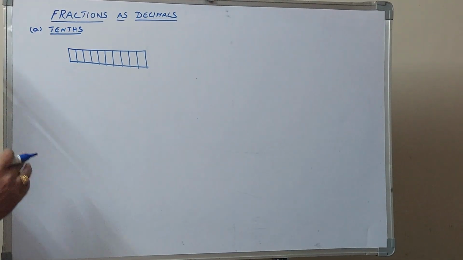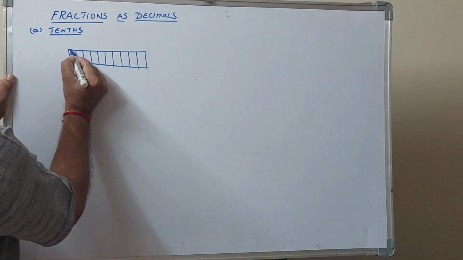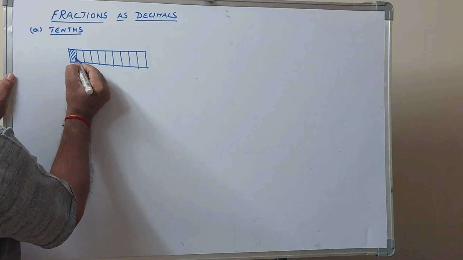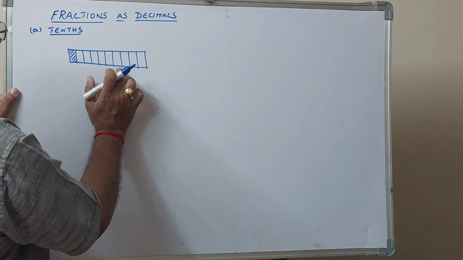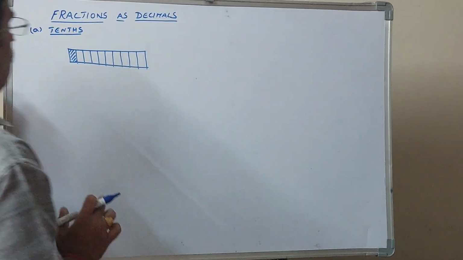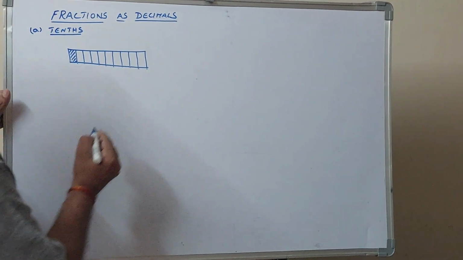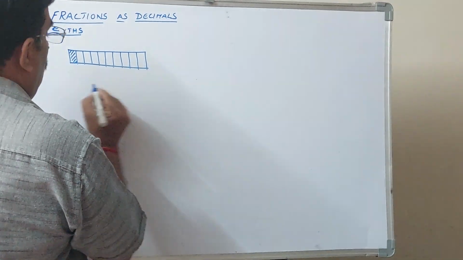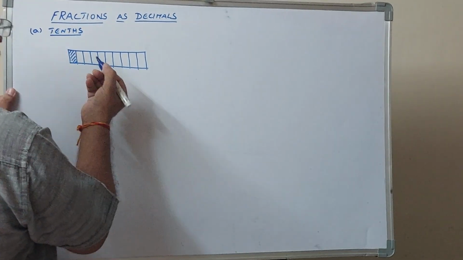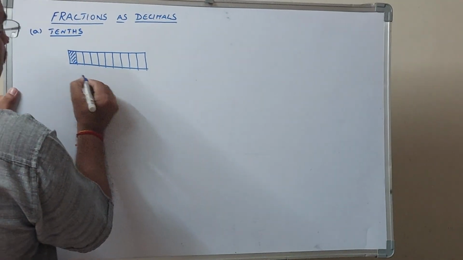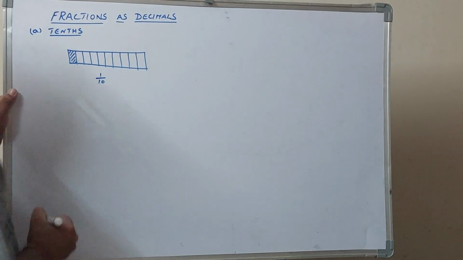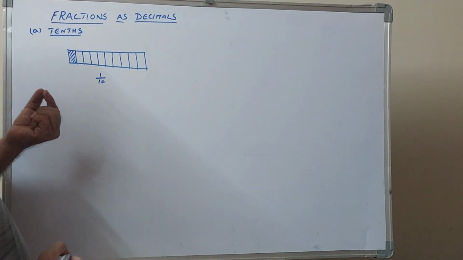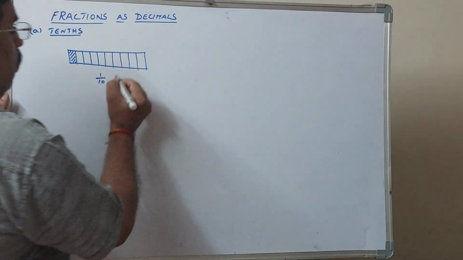If I shade one part in this one, how do we represent it? This is divided into 10 equal parts: 1, 2, 3, 4, 5, 6, 7, 8, 9, 10. If I shade one part, how will you write it as a fraction? How to represent the shaded part in fractions? It is 1 by 10. That is called 1/10 of the whole.